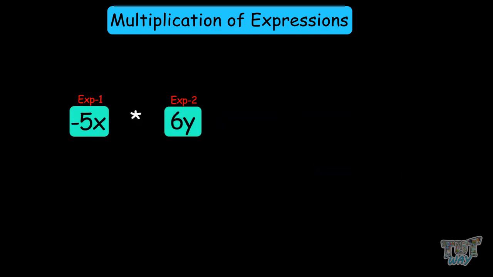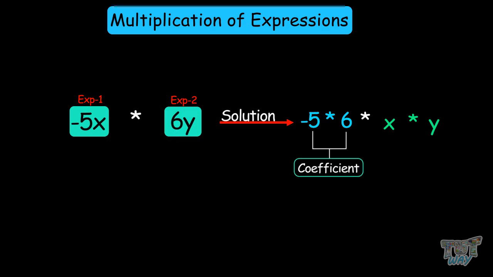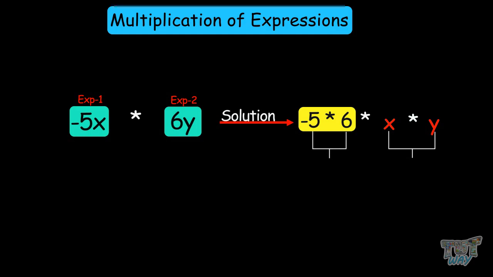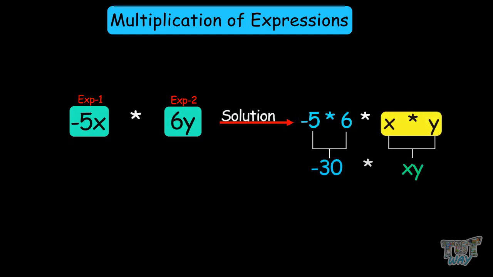Next question, negative 5x times 6y. Now we multiply the coefficients, negative 5 and 6. Then we multiply the variables, x times y. Now negative 5 times 6 becomes negative 30, and x times y becomes xy. The answer is negative 30xy.